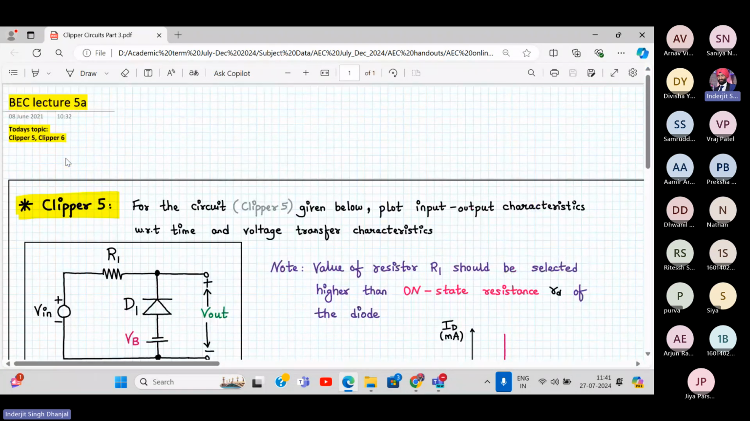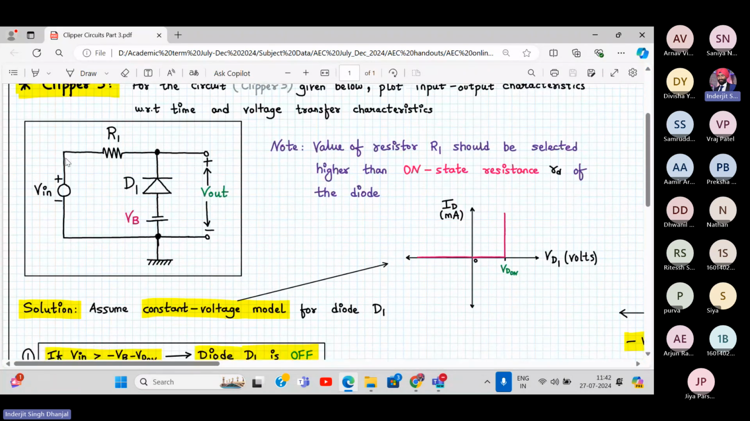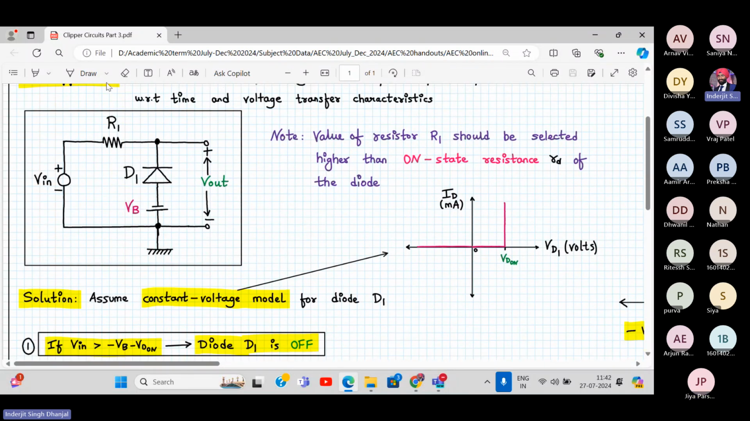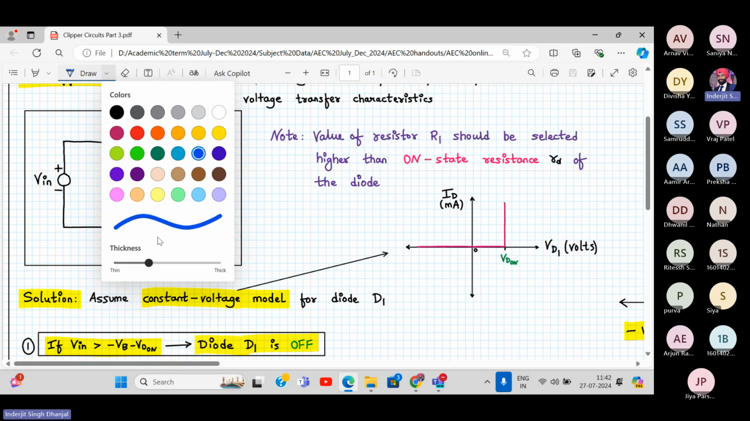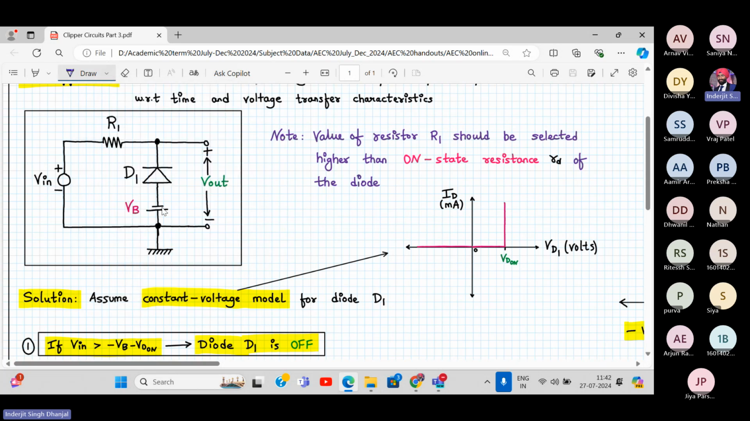Now, let's go to clipper number 5 and 6. It's a variation of clipper number 4. Before even going to the clipper circuits, what do you know? The level. Let's say VB is 0. So what was the condition? V in less than minus VD on, and V in greater than minus VD on. Now in which case is the diode on? Here, V in less than minus VD on, the diode was on, and here the diode was off.